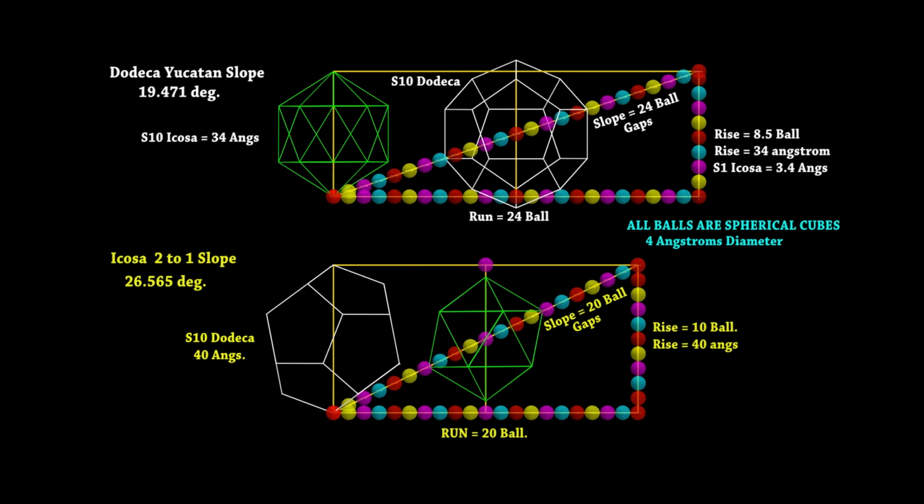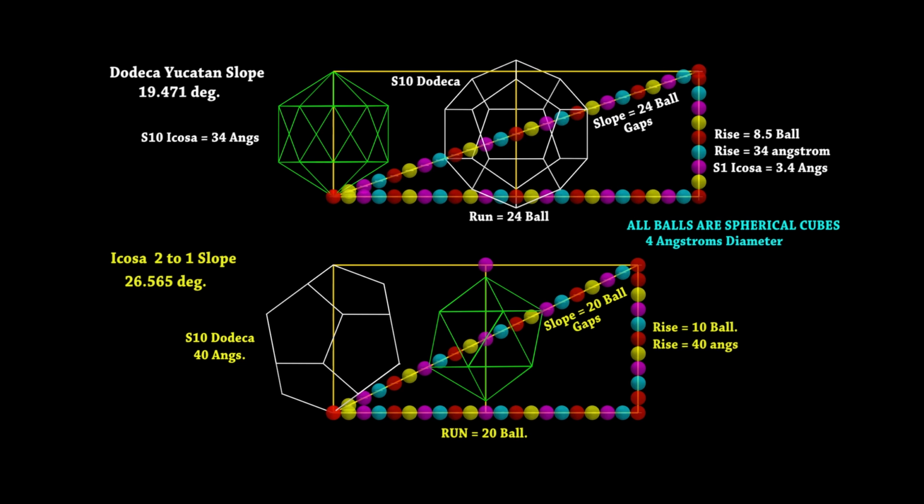And what's amazing is that the slope of the Dodeca gives the height of a size 10 Icosa. And in the bottom one, the slope of the Icosa gives the rise of a size 10 Dodeca. Now what's amazing about this slope geometry is that by using only spherical cubes, we have given ourselves the correct diameter of a spherical Icosa and a spherical Dodeca. Now this has never been achieved by mathematicians that focus on chaos.